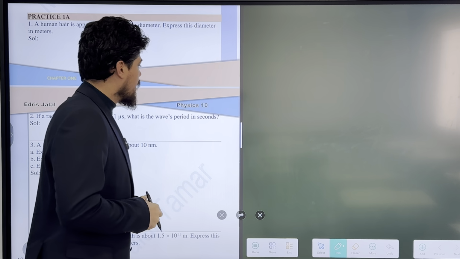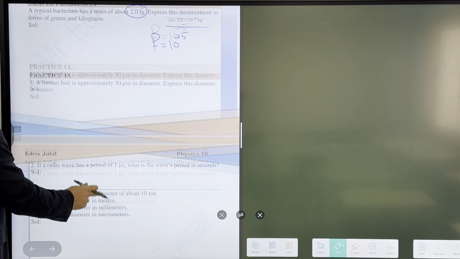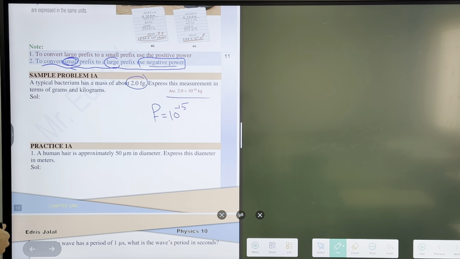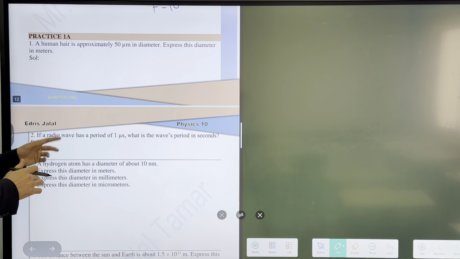Today's lesson, we are continuing solving the questions in practice 1A. If you remember, in the previous lesson, we stopped here, sample problem 1A. And now we are going to solve all questions in practice 1A.